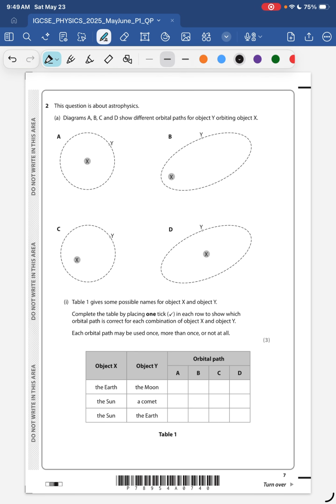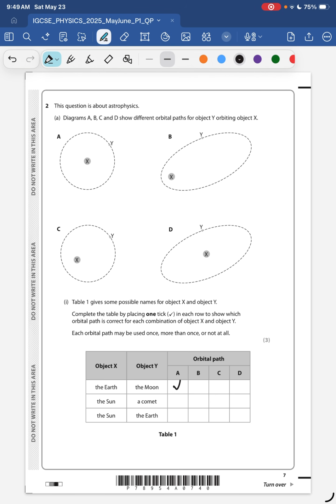I mean that's not very helpful, but okay, let's see. So the Earth and the Moon. I mean, this is an easy one. Can you pause the video and actually guess? So it's gonna be option A, right? Circular orbit with X being the Earth and Y being the Moon.